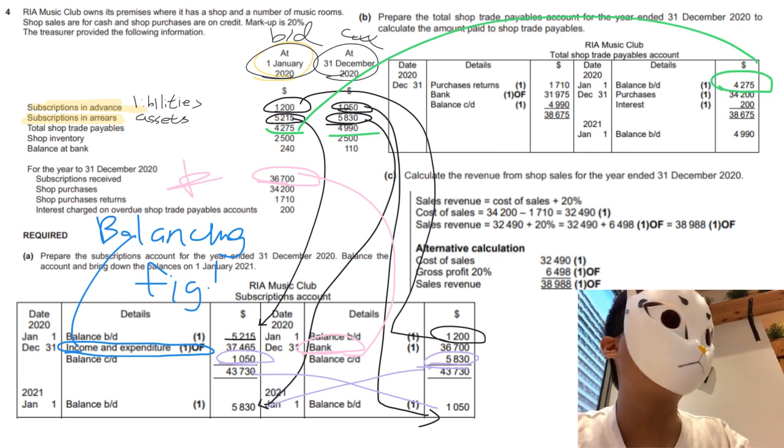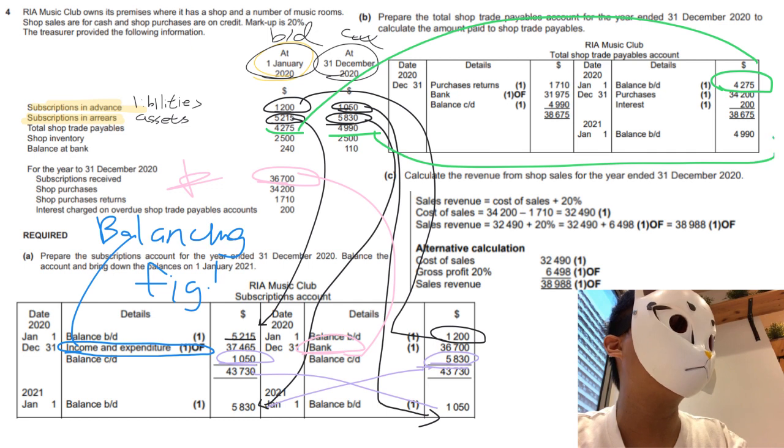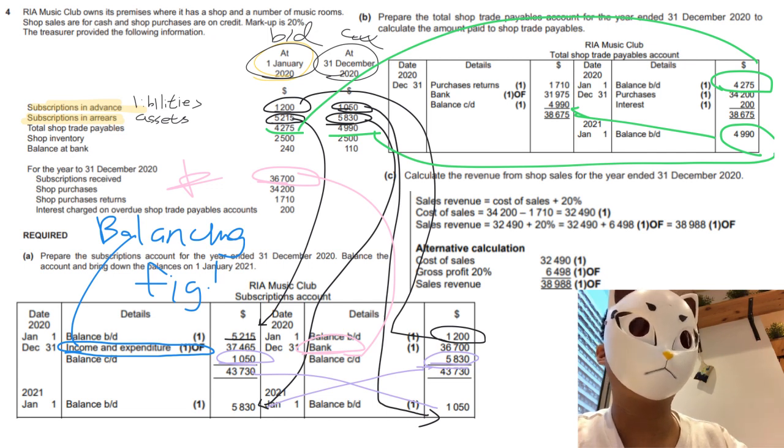And for 5990 for liabilities, we'll put it here. And then as for carry down, we'll put it in the debit side. So first of all, we figure out all these for the balance brought down and carry down. So next, what do we have?